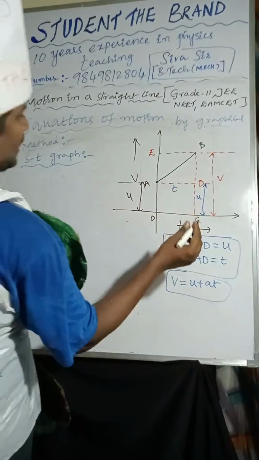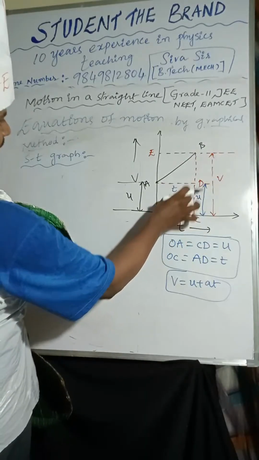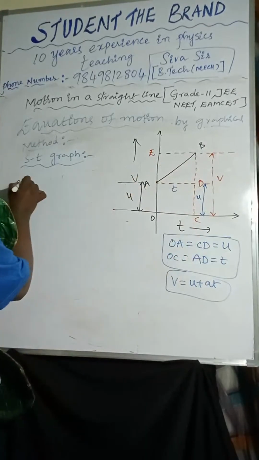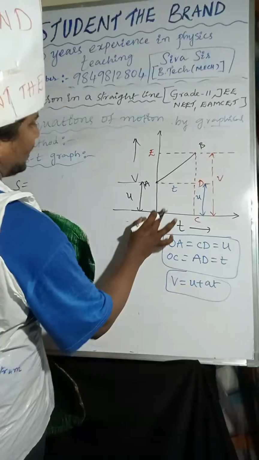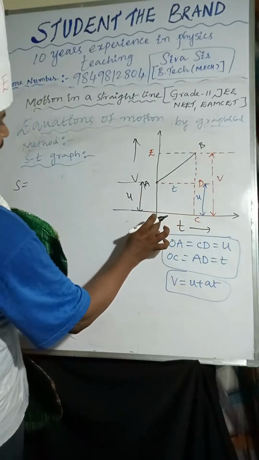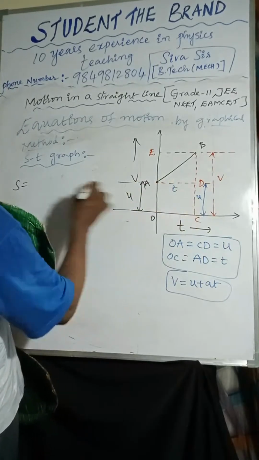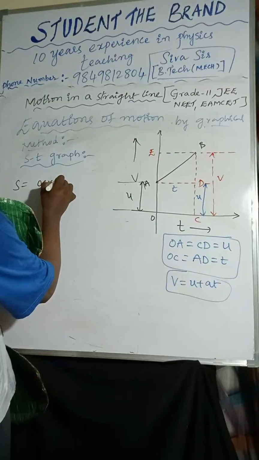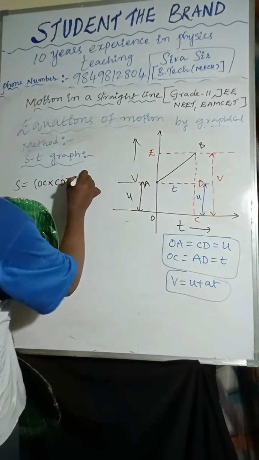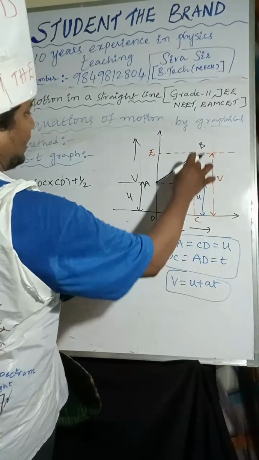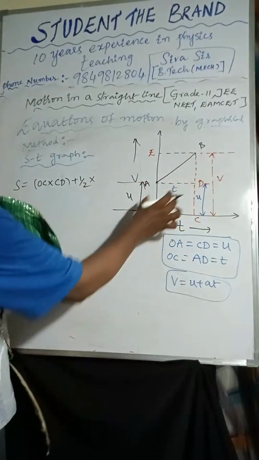Now you can see here, this is the area. The area under this rectangle and triangle, if you are taking, will give the displacement, that is nothing but distance. For the total distance, you want to find the area under this. The rectangle is OC into AD, or OA into AD, that is your choice. I am taking OC into CD, plus half into base into height for the triangle. Base is AD, height is BD.